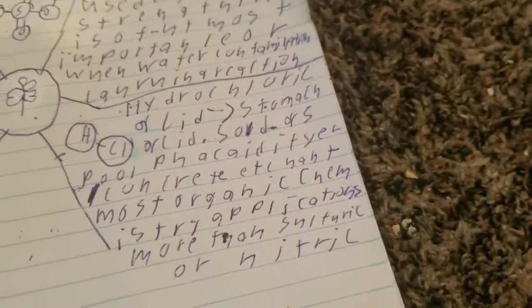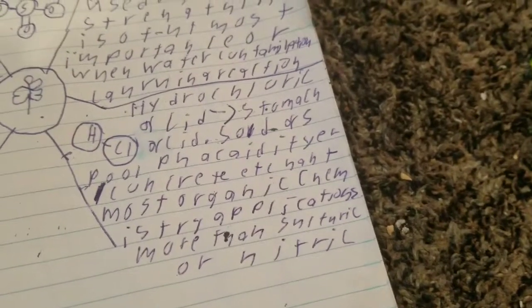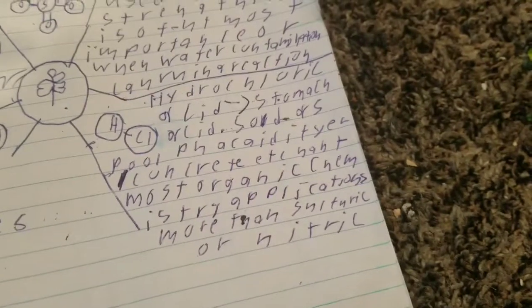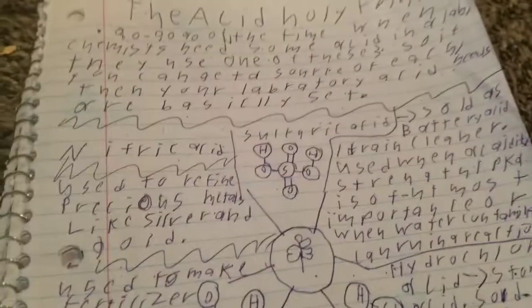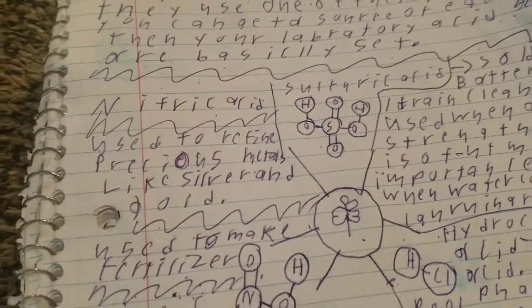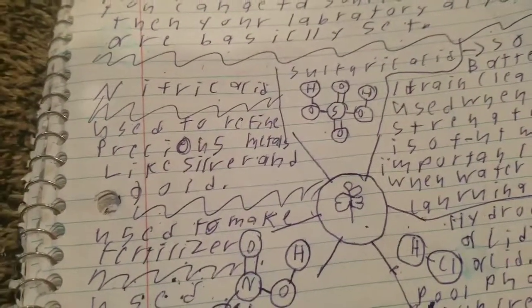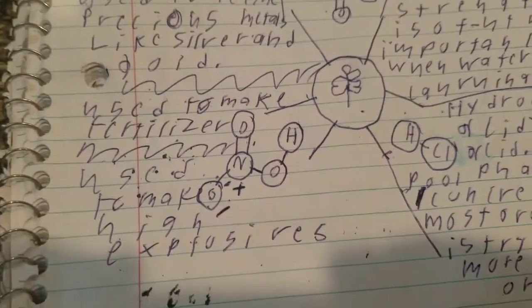Next, we have hydrochloric acid, stomach acid, sold as pool pH acidifier / concrete etchant. It's suitable for most organic chemistry applications, and it's used more than sulfuric or nitric in organic chemistry. And finally, we have nitric acid. Nitric acid is used to refine precious metals like silver and gold, which is what I'll be using it for. It's also used to make fertilizer and high explosives.